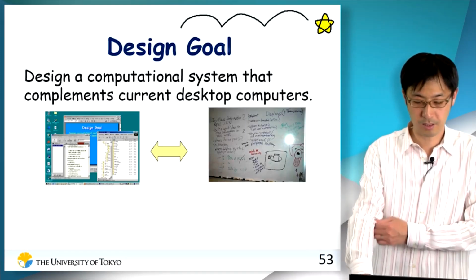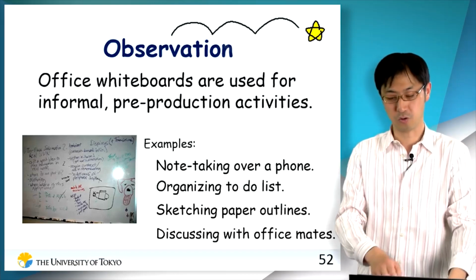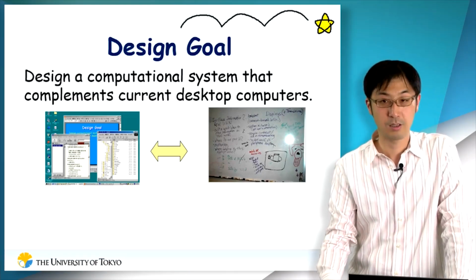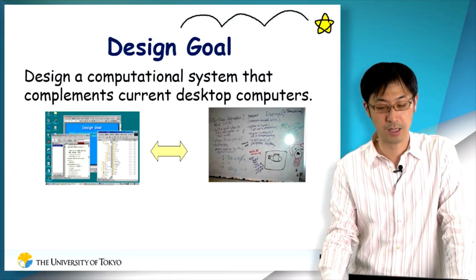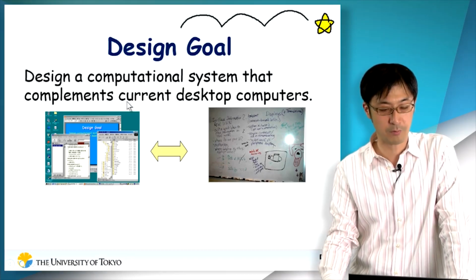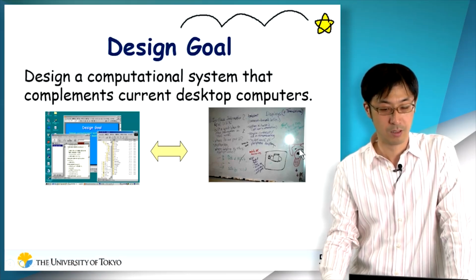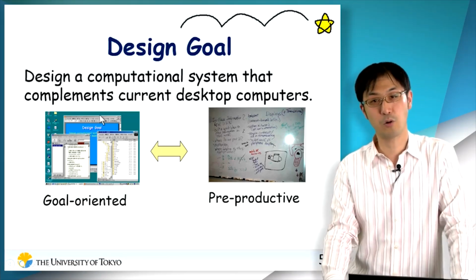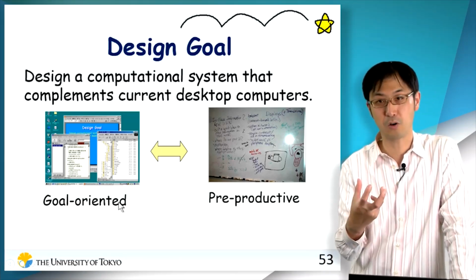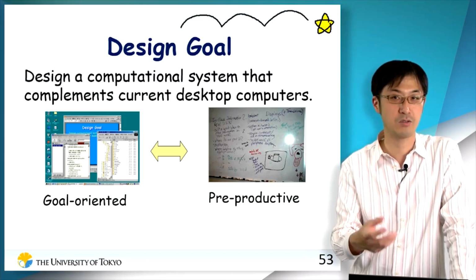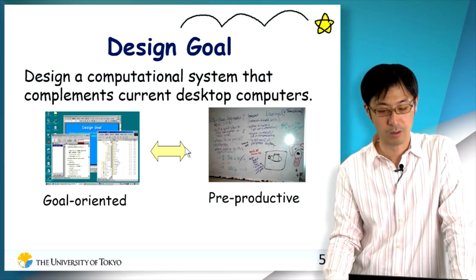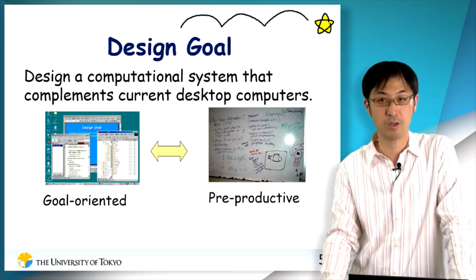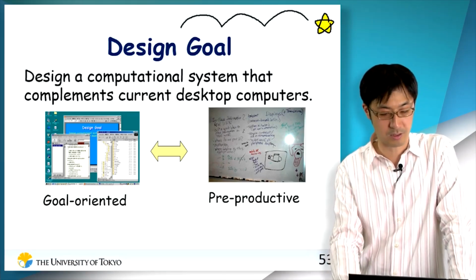That was from the user's point of view. From the system designer's point of view, what we try to do is design a computational system that complements current desktop computers. Suppose we have desktop computers and whiteboards; these are very complementary. For example, tasks on desktop computers are very goal-oriented. You have a specific goal: prepare a document, prepare a presentation, write an email, and so on. However, activities on the whiteboard are very informal and pre-productive. There's no specific goal in many cases.